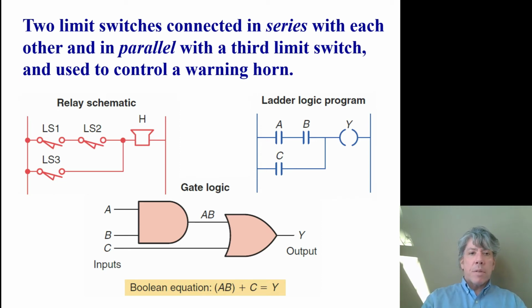sound a warning. So you see the relay schematic, you see the ladder logic program that's set up the same way, where A references LS1, B LS2, and C LS3, and the horn is output Y. The Boolean equation is A and B. You see that together, that's taken first, and the result is ORed with C to generate the output Y. And you can see the gate logic as well, where we have A ANDed with B. That result is put into an OR gate with C to determine the output Y.